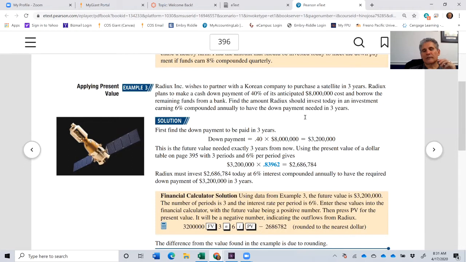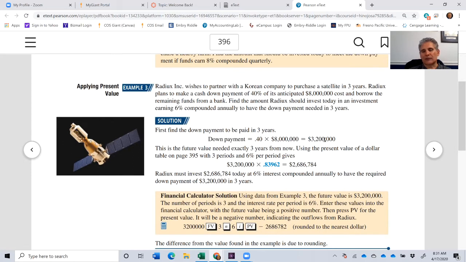However, before we can go any further, we're not really looking for $8 million. What we're looking for is 40% of $8 million. So first we have to compute what is the down payment. The down payment is going to be equal to 40% times $8 million, and that gives us $3,200,000. So this is our target. This is our future value in 3 years.